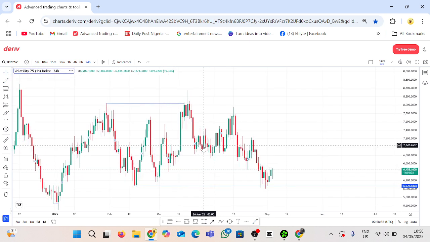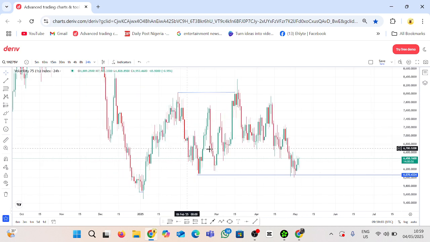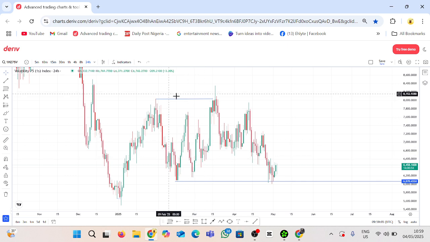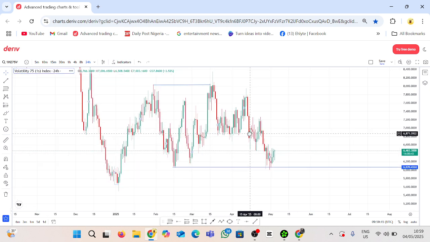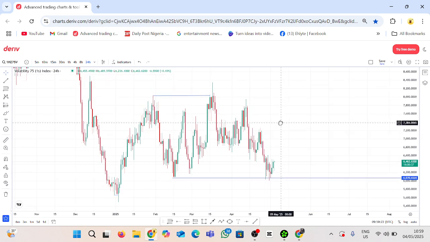And what is the fourth row? The fourth row is the second break of structure. Now the fourth row is price will take out this liquidity and continue to the opposite direction. Now what did price do? Price came to this place, took out the liquidity, and now it's continuing to the opposite direction.